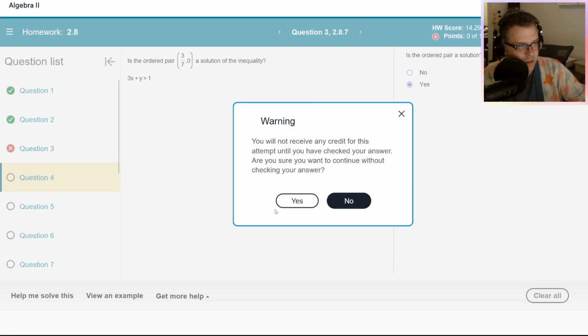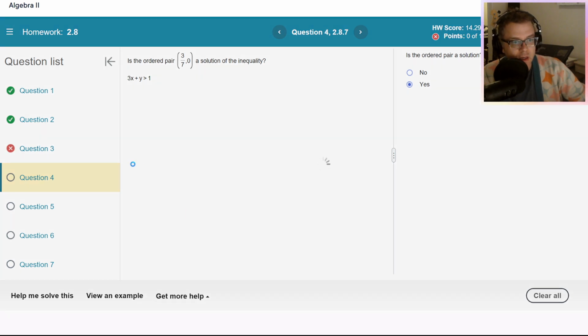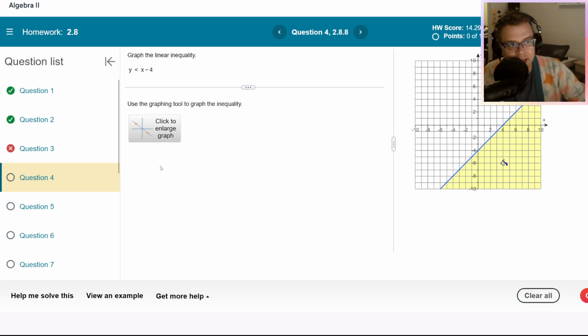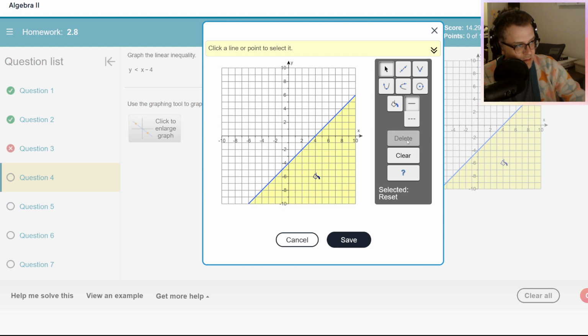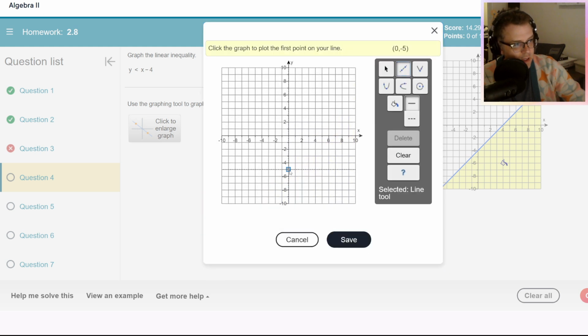Question 4. I'm going to skip this one. y is less than x minus 4. So these are just simple graphs. You could think about it as if it was just y equals x minus 4. It's going to be a 1/1 slope, so it's just like a 45-degree slope. And then it would have an intercept of -4. The only thing that's tricky on this stuff is if you expand the graph, let's clear this. It's going to go to -4 and it's going to go up 1/1, right?